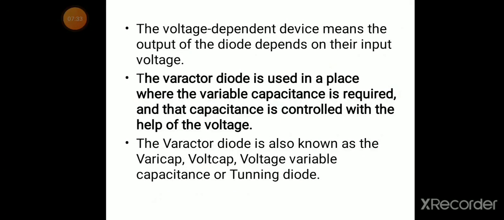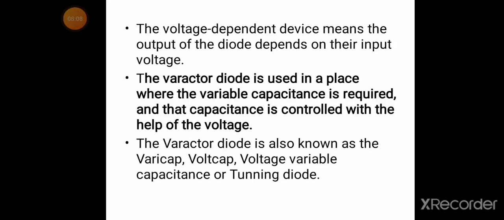The voltage dependent device means the output of the diode depends on its input voltage. The varactor diode is used in a place where variable capacitance is required, and that capacitance is controlled with the help of the voltage.